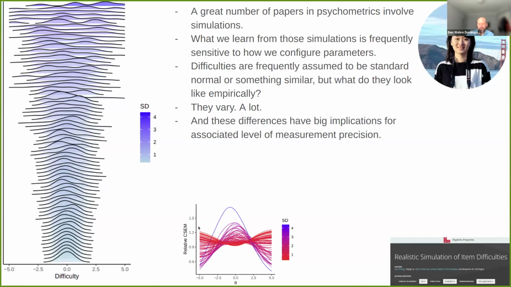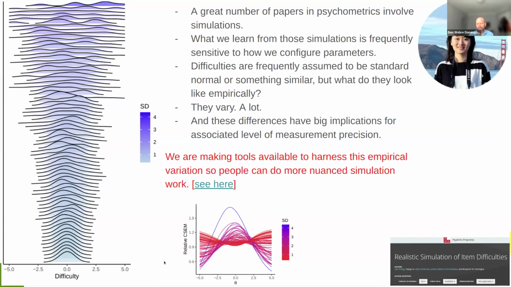In particular, we are now making tools available so that you can harness this kind of empirical variation that exists in these difficulty distributions when you do more simulation work. Our goal is to allow you to utilize our observation of this widely varying set of difficulty distributions when you do future simulation studies, so that those studies will better capture the kinds of variation we observe in the wild.